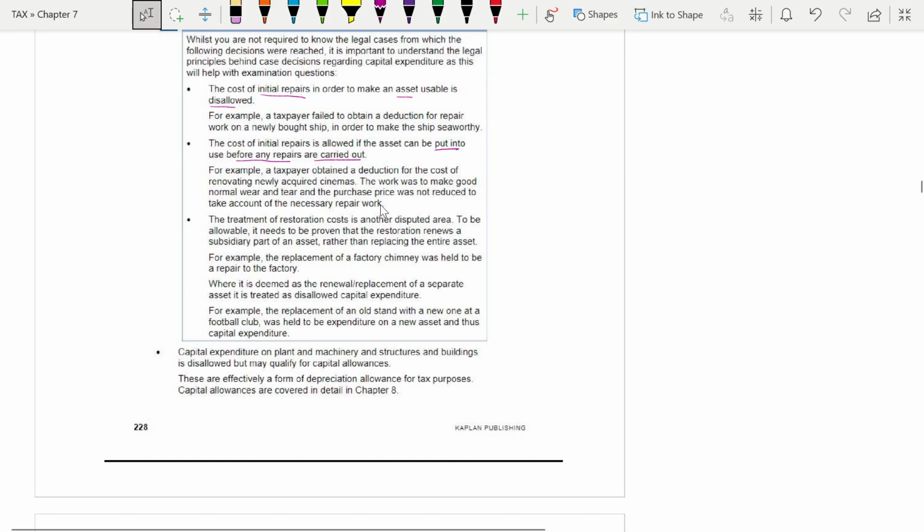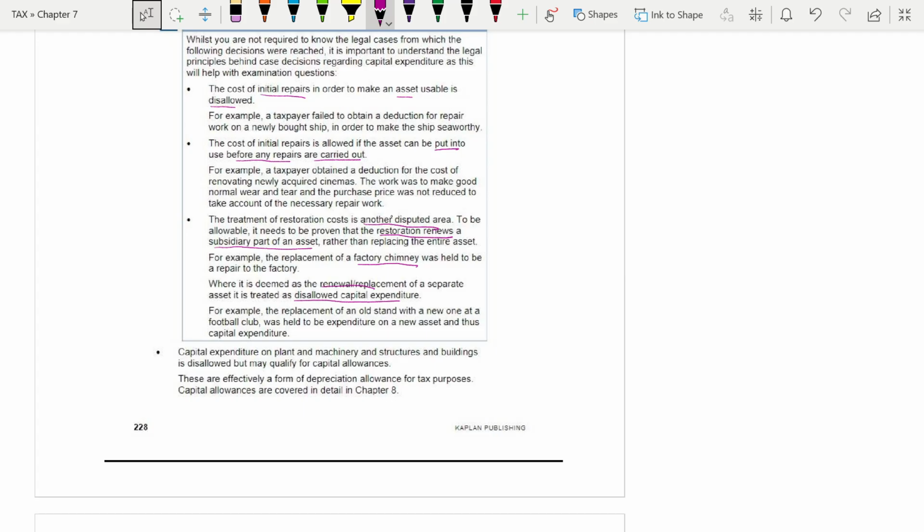The treatment of restoration cost is another disputed area. To be allowable, it needs to be proven that the restoration renews a subsidiary part of the asset. If you are doing renovation or restoration for trading purposes, is it for the entire asset or only for a specific part, subject to condition? The replacement of a factory chimney was held to be a repair to the factory. Where it is deemed a renewal or replacement of a separate asset, it is treated as disallowed capital expenditure.